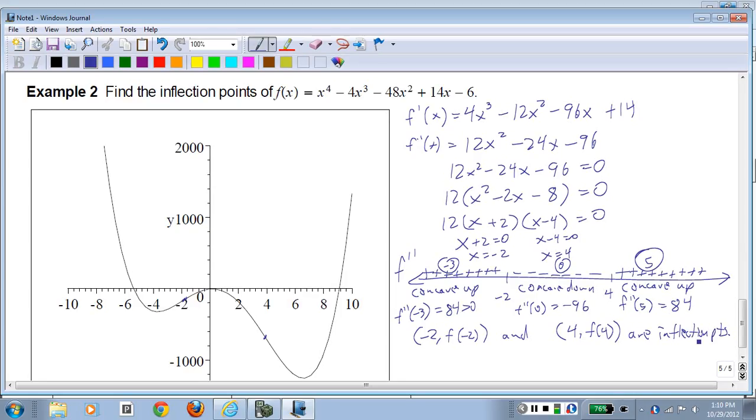So we just need to go back to the original function. Not fun, except maybe with a calculator. Substitute negative 2 for x. Or we could even use synthetic division if you'd like to. Substitute 4 for x and evaluate these polynomials. This is probably one nice application of synthetic division.